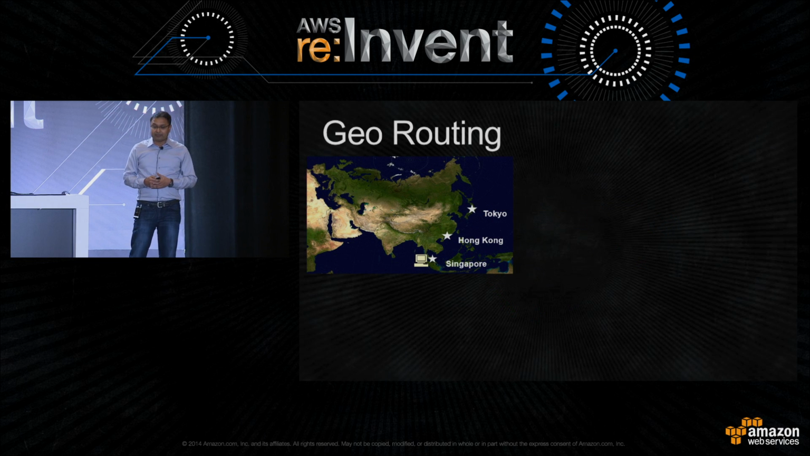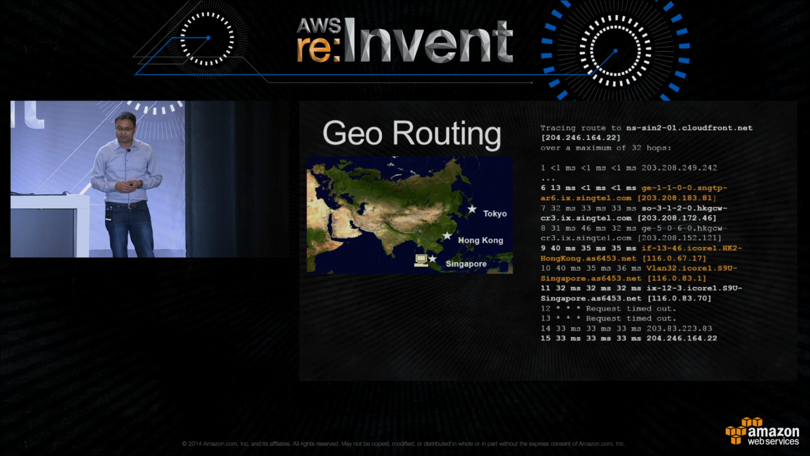Same schematic again. And now we did a trace route again for our Singapore name server. And here's what we found. We found that we exited Singtel as before. Then we went all the way to Hong Kong, and then came back to Singapore.